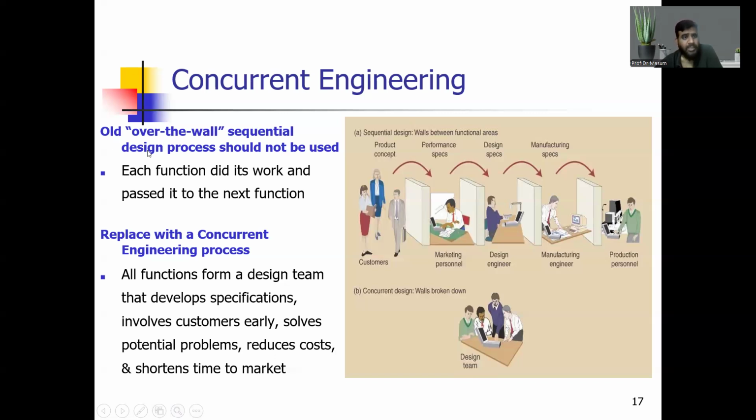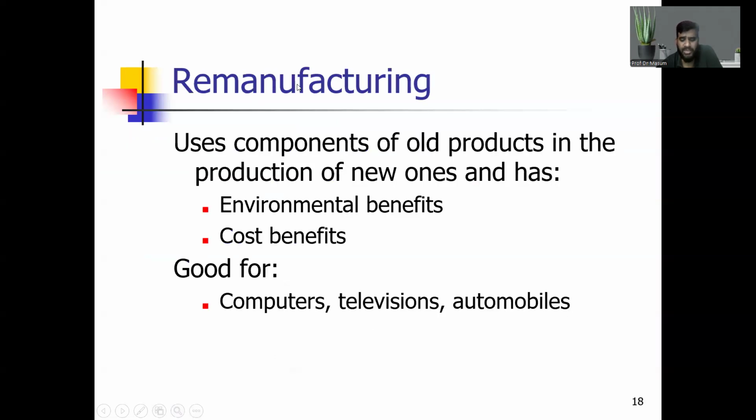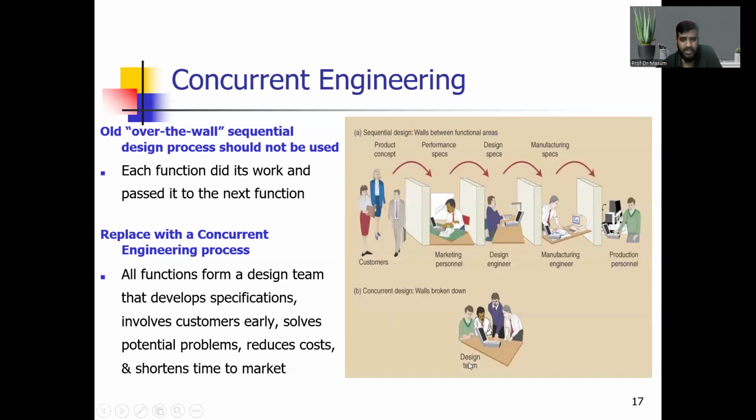The over-the-wall sequential design process should not be used. Each function did its work and passed it to the next function. Here, it is the over-the-wall system. Replace it with a concurrent engineering process. All functions form a design team that develops specifications, involves customers early, solves potential problems, reduces cost, and shortens time to market. So when you are designing your product, you have to work in a concurrent engineering team environment, a design team.